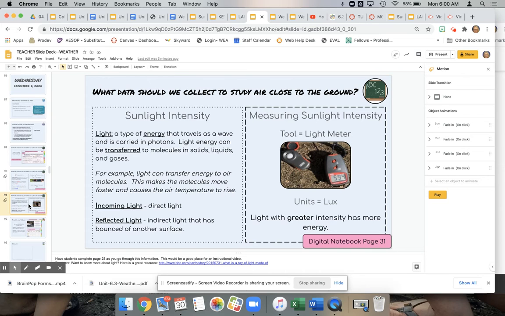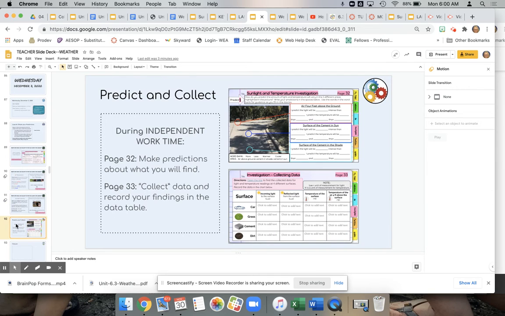Here is information about sunlight data. The key ideas that you really need to emphasize is that when we think about temperature and we think about sunlight, what we are really looking at is energy. So this all comes down to energy.